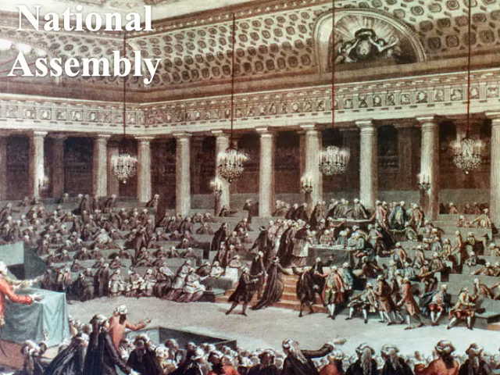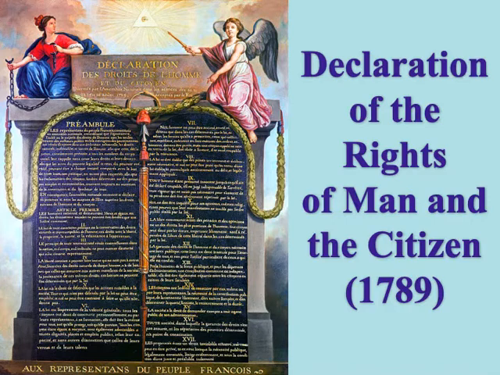Meanwhile, as a consequence of the tennis court oath, a new representative parliament is formed known as the National Assembly. There are still representatives from the clergy and the nobility here, but it is clear the third estate is really the motor that is motivating the revolution to move along. One of the first documents that the National Assembly passes, particularly under the influence of the Marquis de Lafayette, is the Declaration of the Rights of Man and the Citizen.